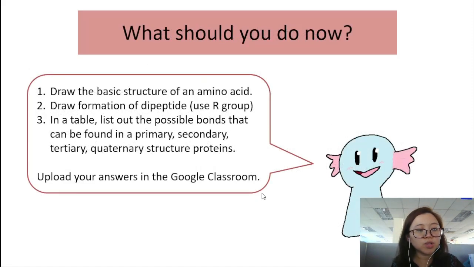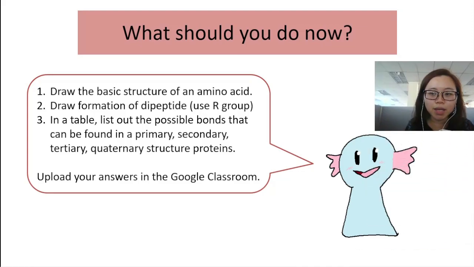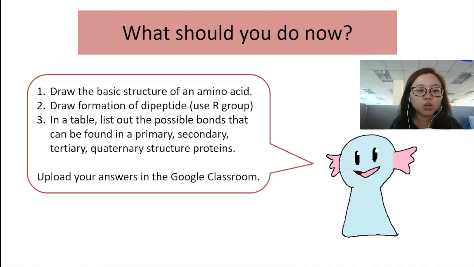And what you should do now is you should once again take out a piece of paper or your notebook. Please try to draw the basic structure of an amino acid. Label whichever groups that you know how to label. Second is draw the formation of dipeptide. So ada slide tadi yang menunjukkan macam mana kita boleh membentuk dipeptide, how you can form dipeptide through condensation. Draw that diagram for me, please.